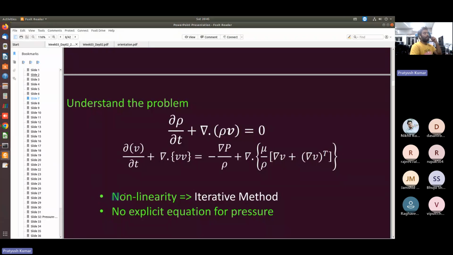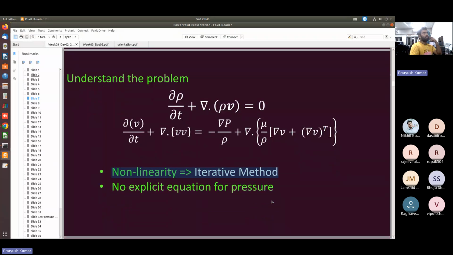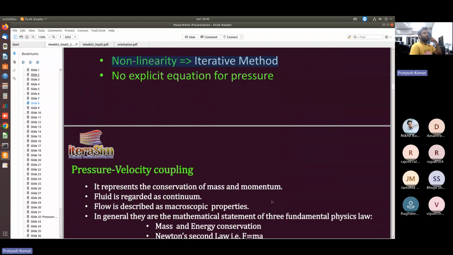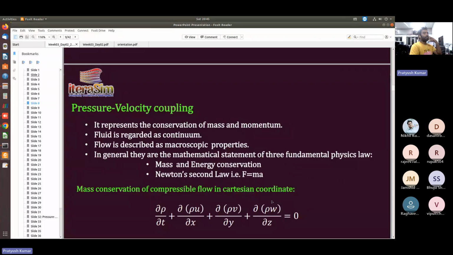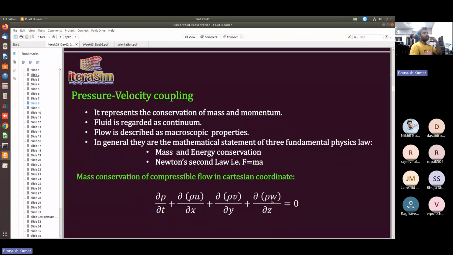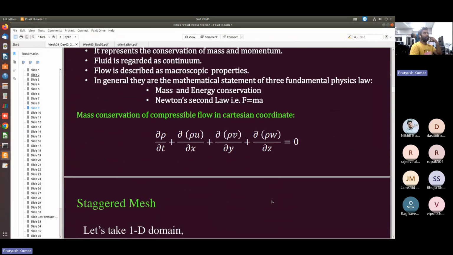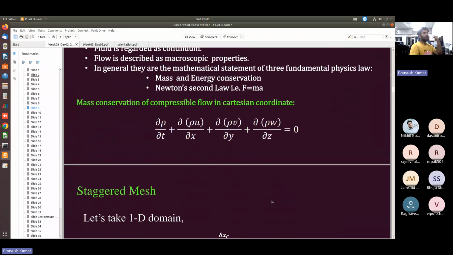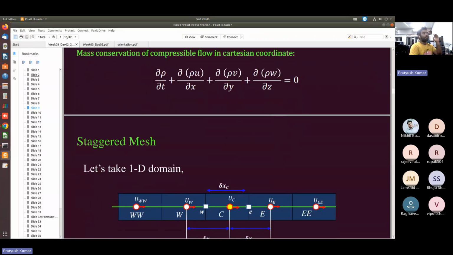Okay, so we can solve this non-linearity problem, but still we don't have any equation for the pressure. For that purpose we can use the pressure-velocity coupling. So let's first see what the different meshing criteria used to solve the Navier-Stokes equation are.